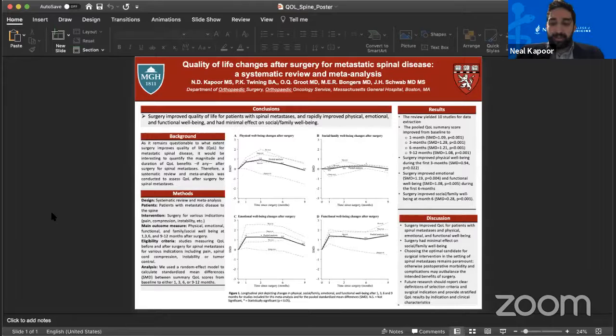Future research should report clear definitions of selection criteria and surgical indication and provide stratified quality of life results by indication and clinical characteristics. Thank you. Thank you. Next is Siddharth Singh.